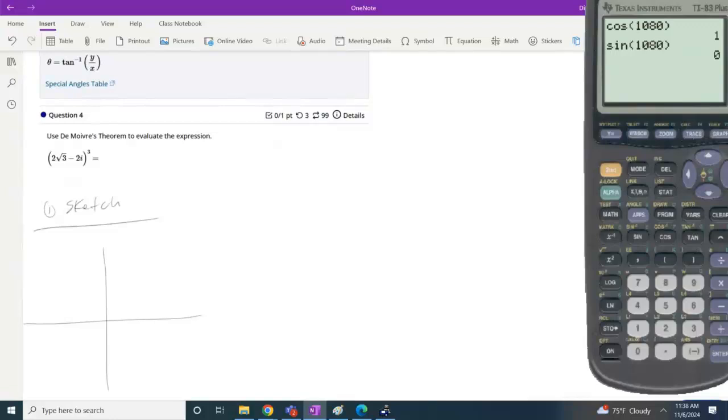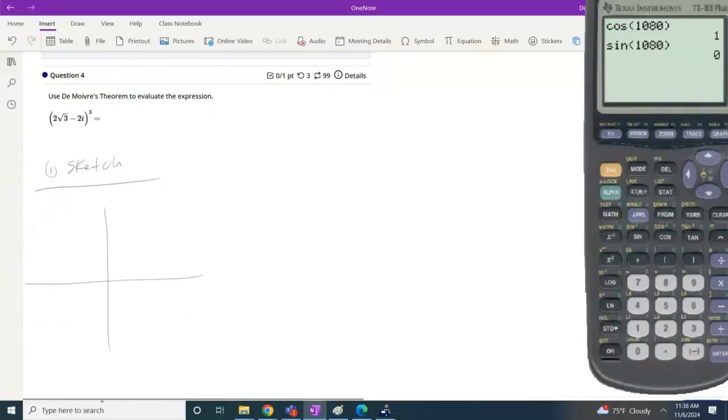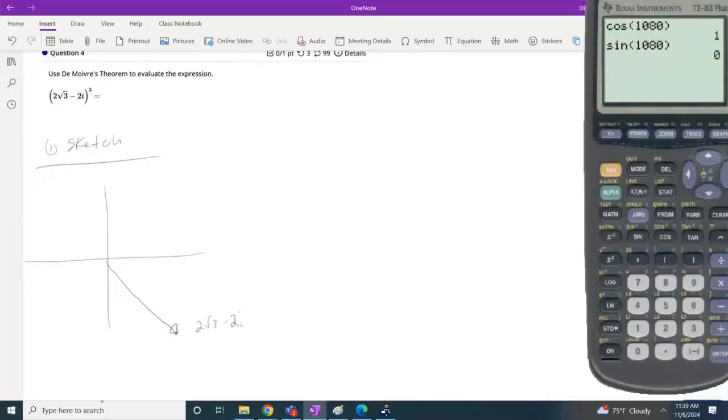So 2 square root of 3 minus 2i, I believe that should be in the 4th quadrant. So I know that my direction angle should be between 270 and 360 degrees.